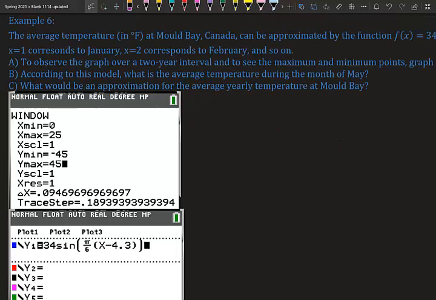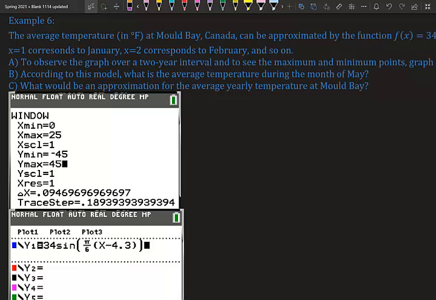Okay, the average temperature in Fahrenheit in Mould Bay, I couldn't tell you. I've heard both. I guess Google could tell me. After all these years, you'd think I'd Google it, but I haven't. I'll stay ignorant to that. Mould or mold? I'm gonna go mould. I'm gonna go Mould Bay, Canada.